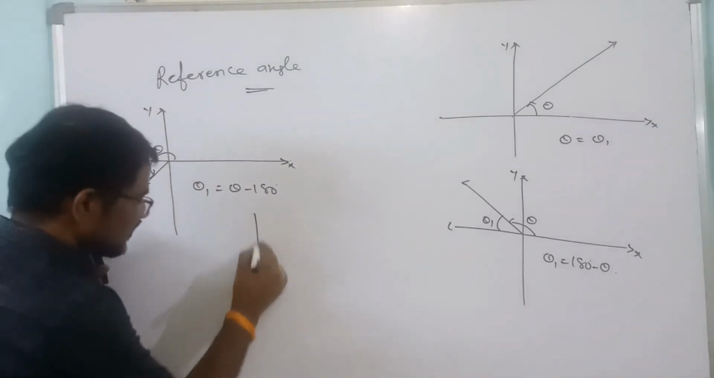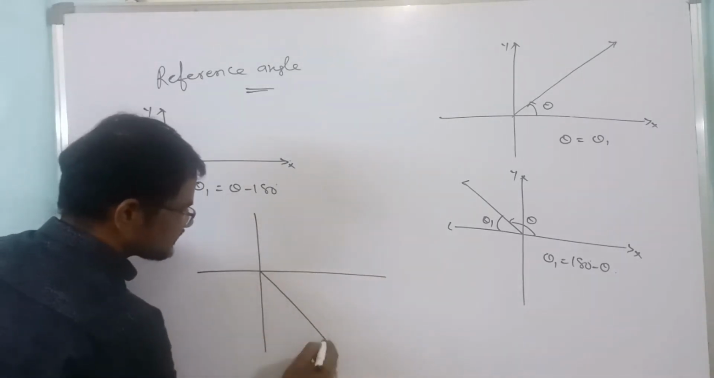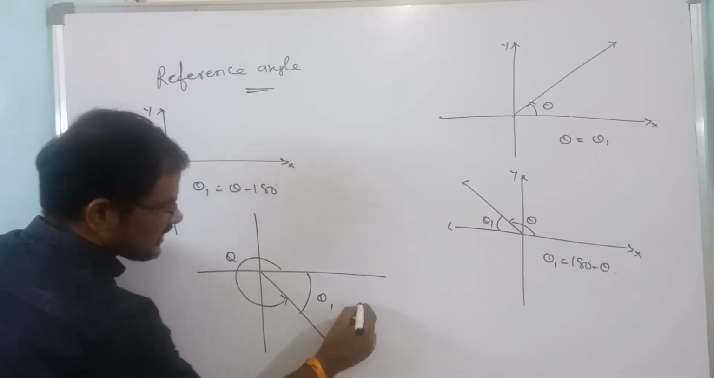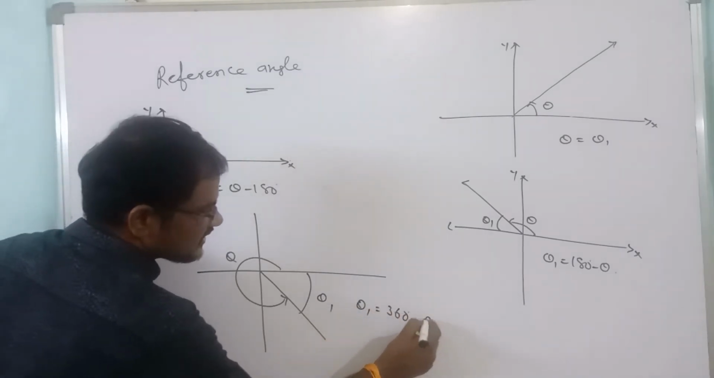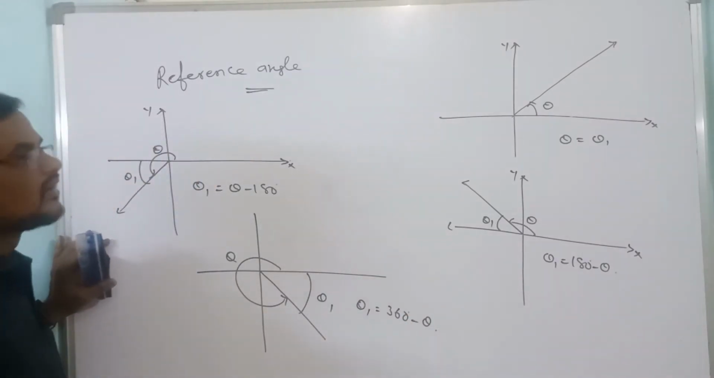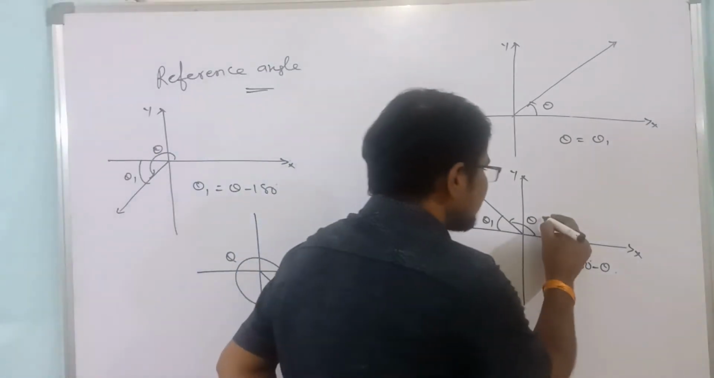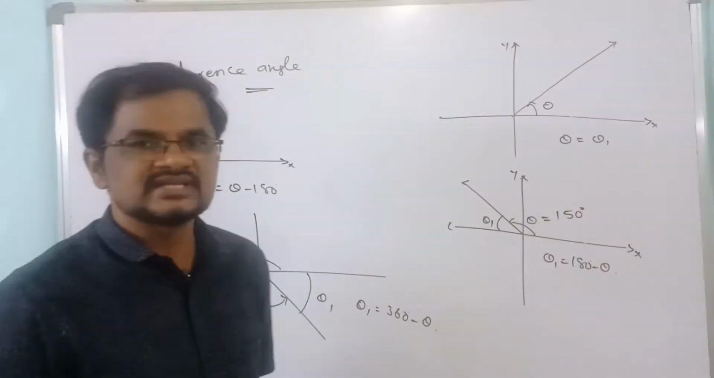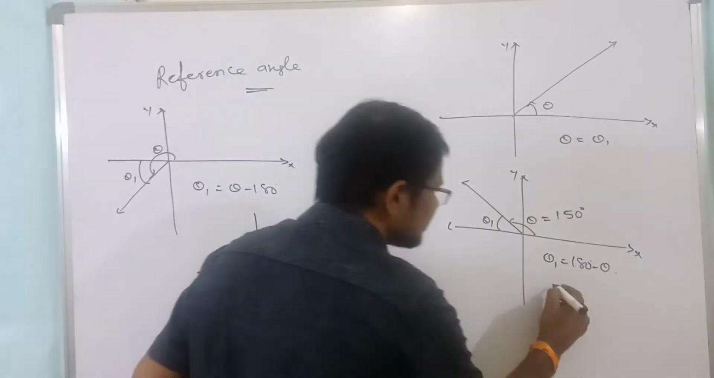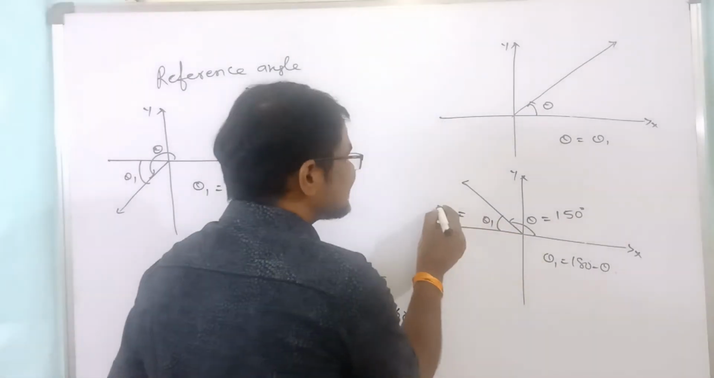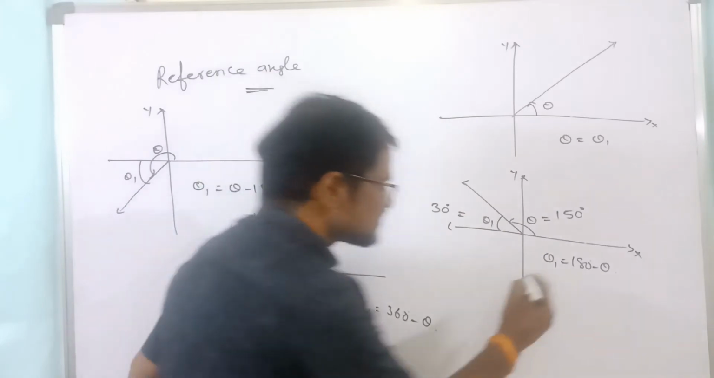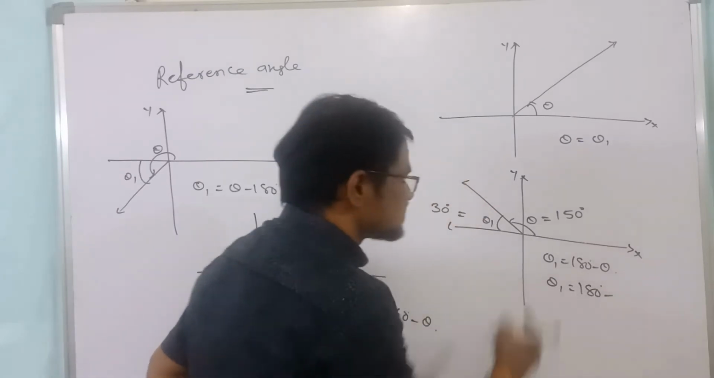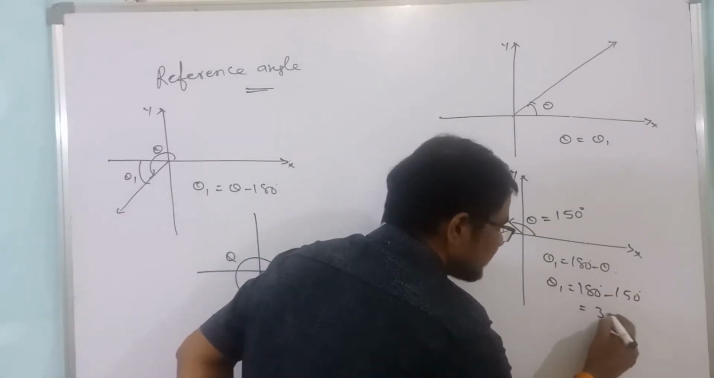Suppose the angle is in the fourth quadrant, like this, and the reference angle is theta 1. Here theta 1 equals 360 minus theta. Now suppose theta equals 150 degrees. What about the reference angle? Reference angle theta 1 equals what? 30 degrees, right? Because theta 1 equals 180 minus 150, which equals 30 degrees.